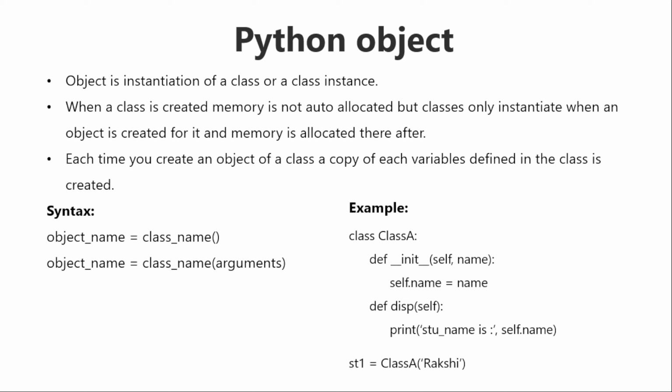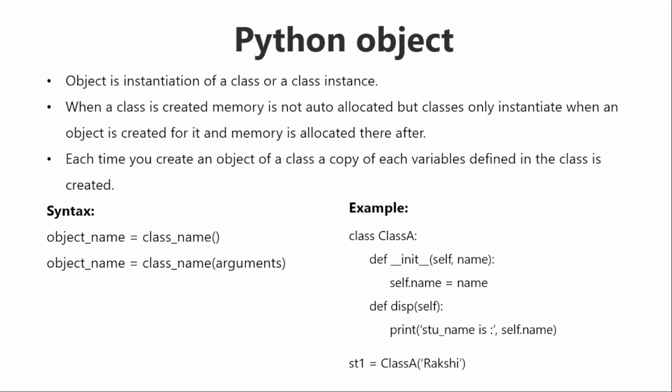An object is an instantiation of a class, or a class instance. When a class is created, memory is not allocated, but the class is only instantiated when an object is created for it, and memory is allocated thereafter. Unless you create an object for a class, the memory won't be allocated for it. So the object is considered an instantiation of a class. That's the definition of a Python object.